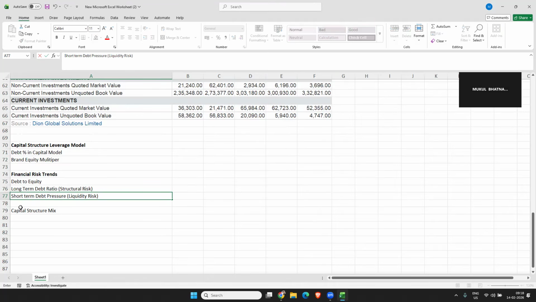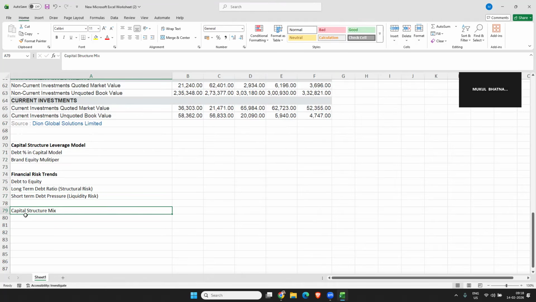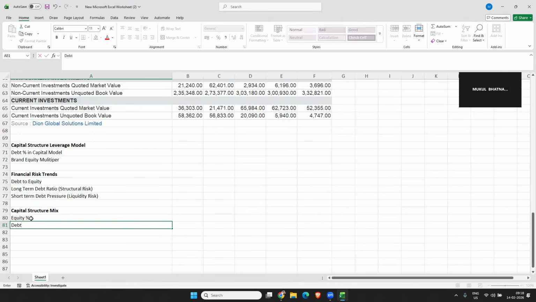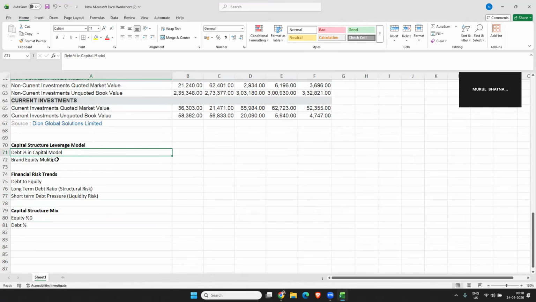So these three things we will calculate in financial risk trend, and in capital structure mix, we will calculate two percentages. One is equity percentage and another is debt percentage. So very quickly we will move. Then we will do some interpretation regarding Reliance Industries based on the three models that we are discussing. So first thing is calculation of debt in capital structure. Fine. So let me tell you the formula and then we will apply.